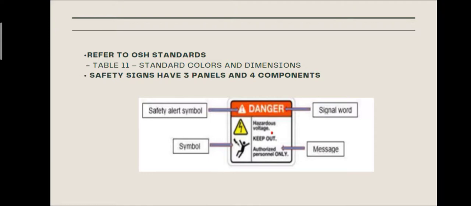So we can see here, safety signs have 3 panels and 4 components, which are the safety alert symbol, located above the signboard, together with the signal word, and the symbol indicated beside with the message.